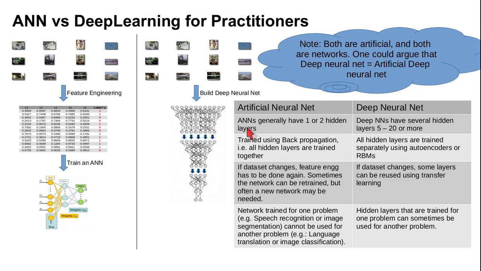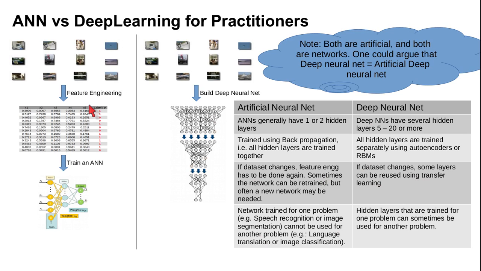An ANN has generally one or two hidden layers. Deep neural networks have several hidden layers, typically 5 to 20 or even more than that. An artificial neural network is trained using the backpropagation algorithm. That is, all the layers are trained together. In the case of a deep neural network, individual hidden layers can be trained separately using autoencoders or RBMs.